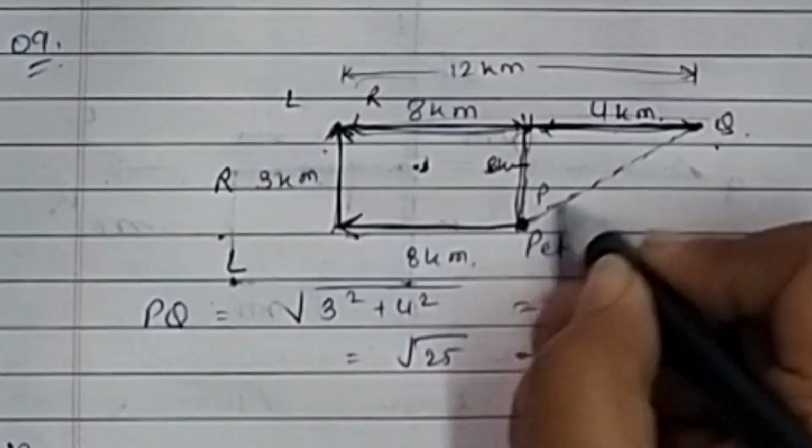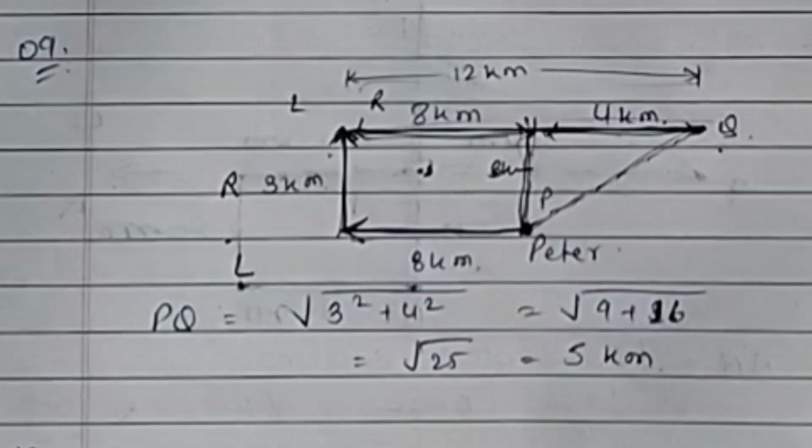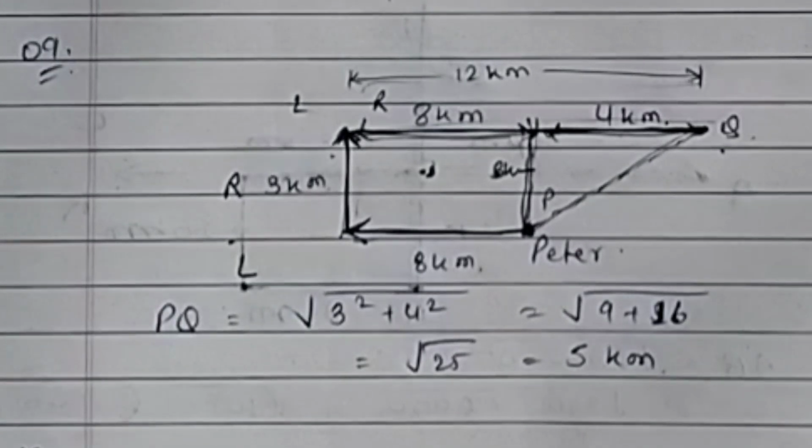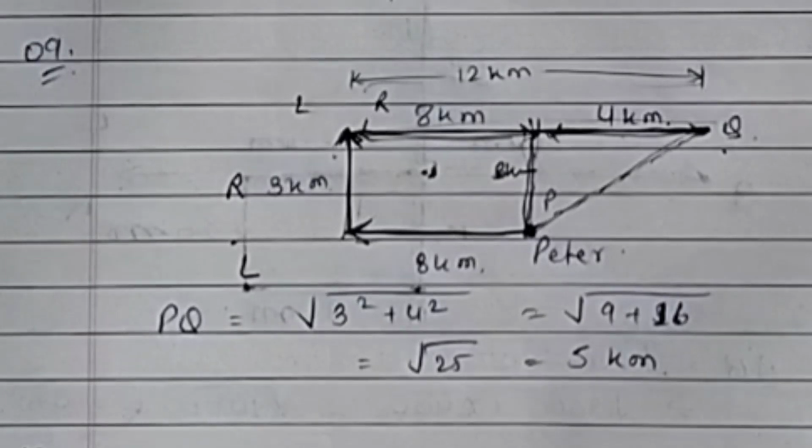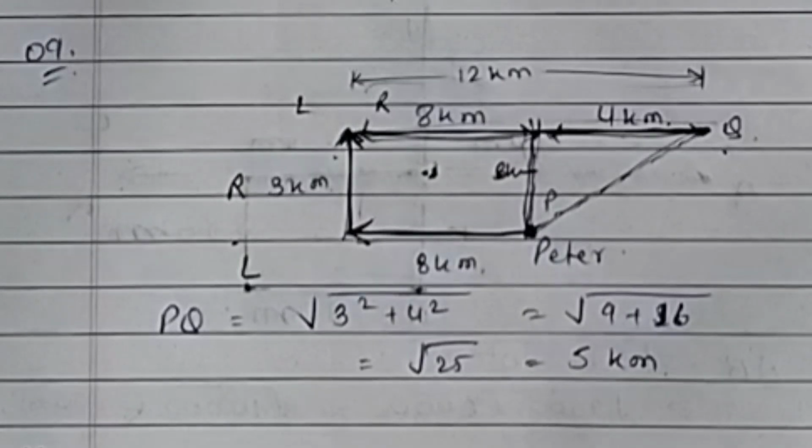And by applying the Pythagoras theorem, we can find the distance between P and Q, which is under root 3 square plus 4 square, which equals under root 25, which gives 5 kilometers as the answer. Hence, the answer for this question is option C, 5.